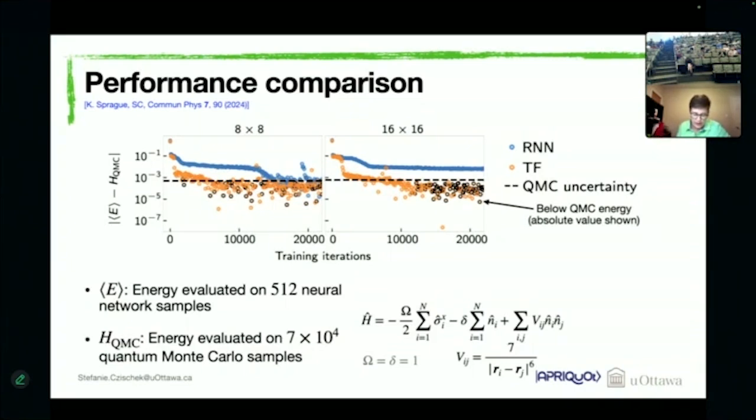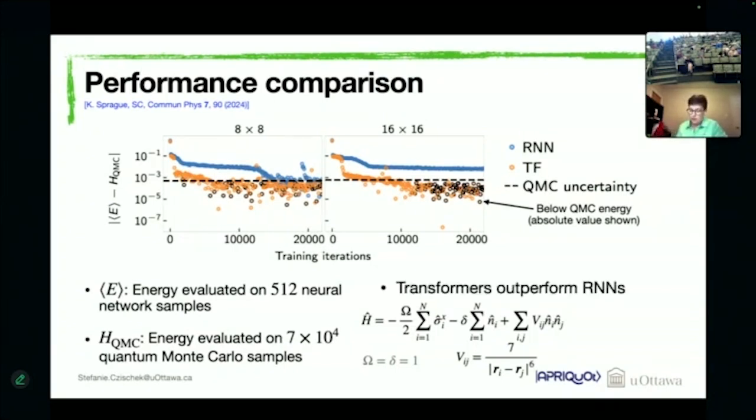And what you find is that for these 8x8 atoms, both network models converge very well to the ground state. We have a very accurate representation of the ground state after enough training iterations, but the transformer converges much faster. When we look at 16x16 atoms, the transformer still finds a very accurate ground state representation. The RNN doesn't, right? It still has a pretty large error. And this is again because the RNN is so limited in capturing these long-range correlations.